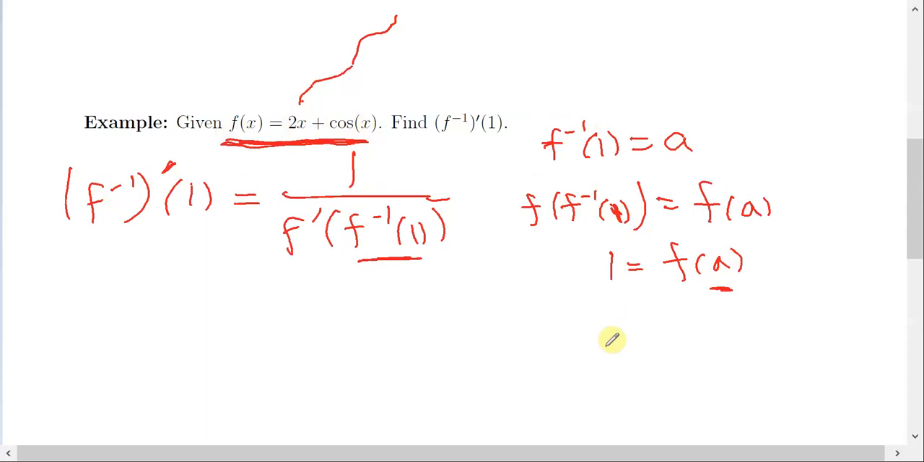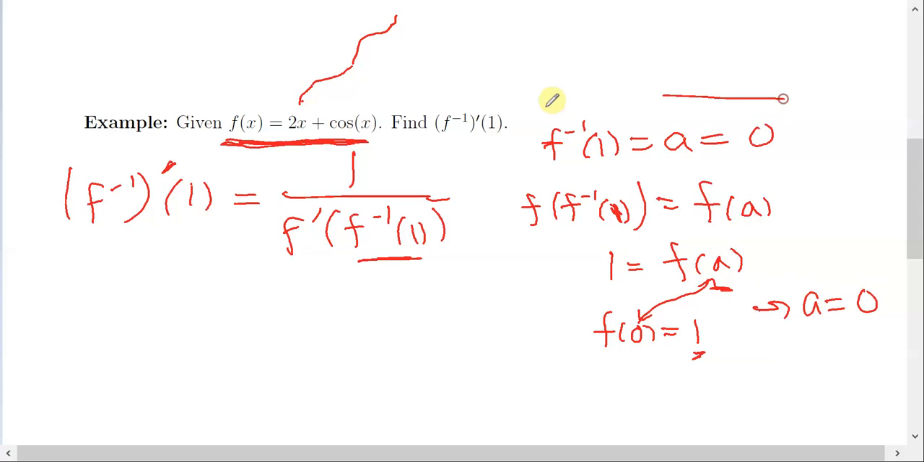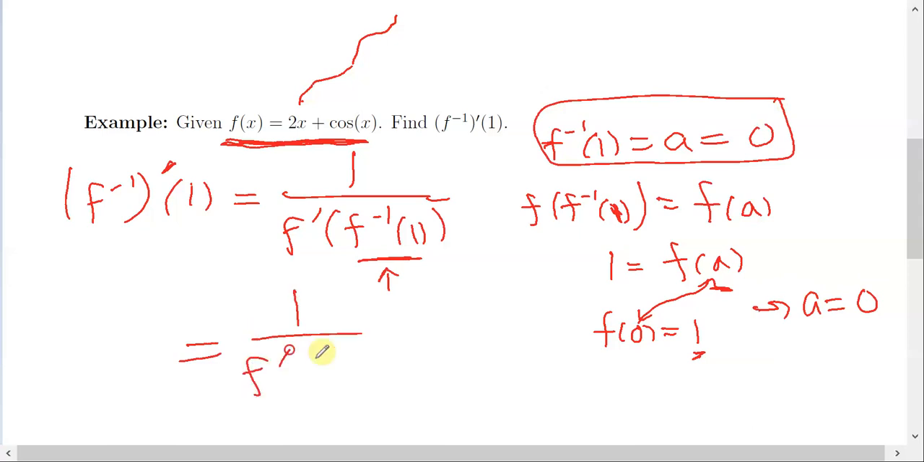So I can see that f of 0 happens to equal 1. So therefore, since this is a strictly increasing function, meaning there's only one place that you're going to get a 1 out of it, that tells me that a has to be 0. So back up here, I've calculated what f inverse of 1 is. That's 0. So this reduces to finding f prime and evaluating it at 0.